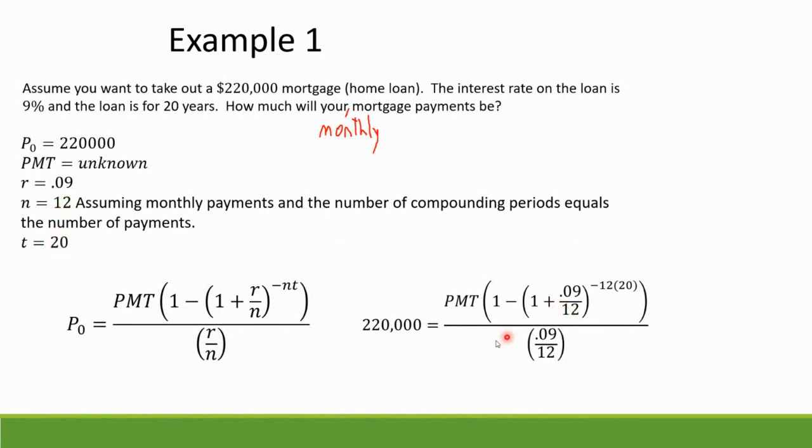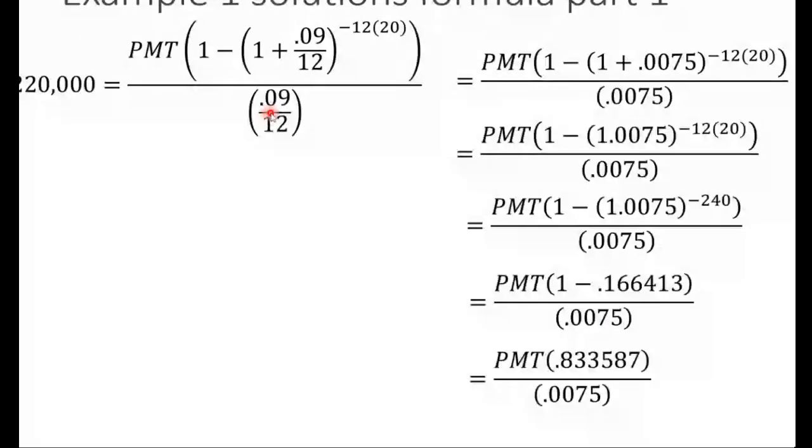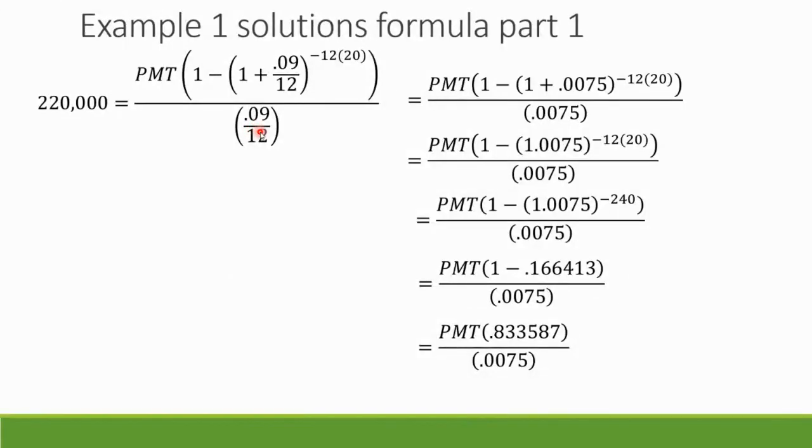So we have 220,000 equals all this. I'm substituting. It's not terrible, but we have to figure out what our monthly mortgage payment is going to be. We have the formula, so we can do it. From here, we can work with the numerator and denominator separately.